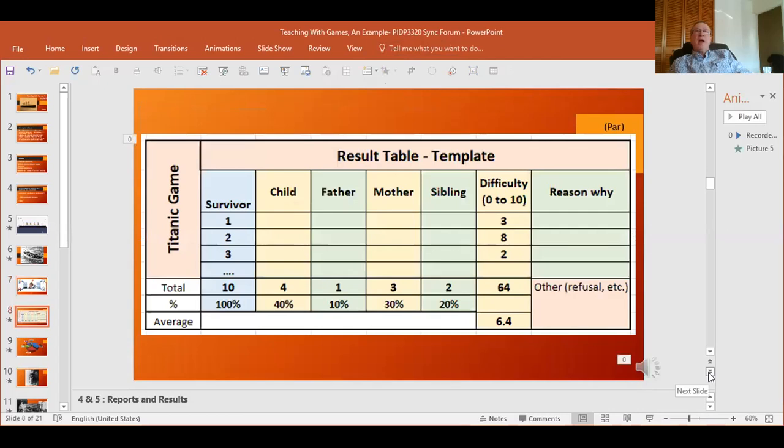We are also trying to teach how to use the game. If I would use this game in a classroom, I would have a table like this one. You see the survivors, and student number one, student number two, and number three, and I will just count the number of students choosing either the child, the father, mother, or sibling.